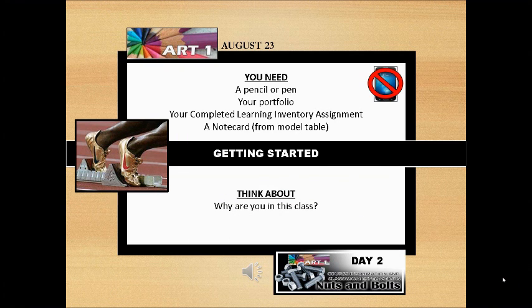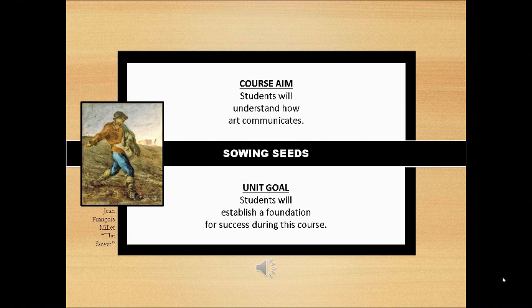Remember, you will need to turn in your learning inventory assignment upon your return, and I want you to think about why you are in this class. Again, the course aim is that you will understand how art communicates. Remember, that drives everything we're doing. This unit, the goal is for you to establish a foundation for success in this course.